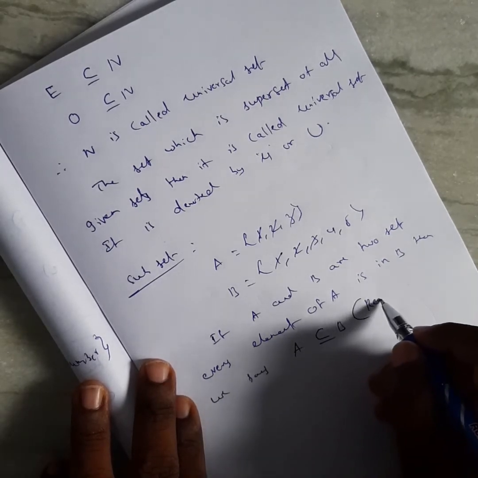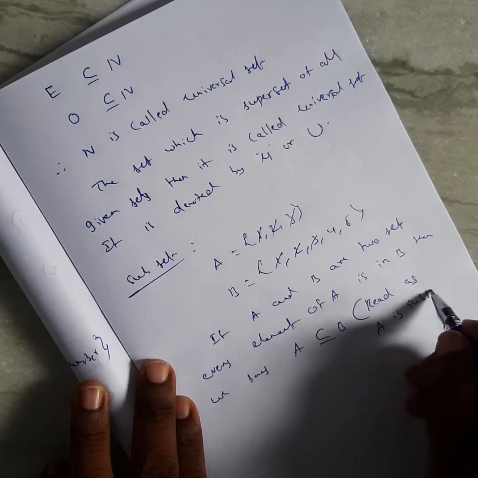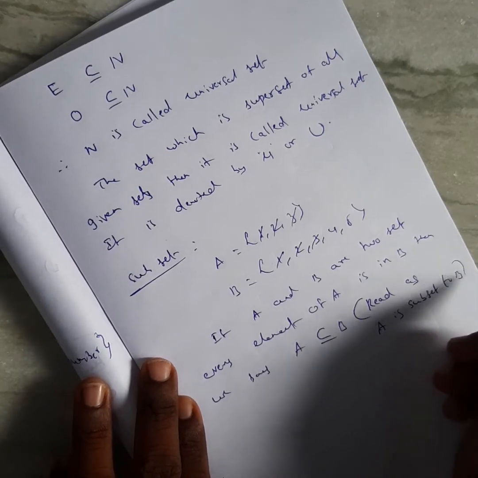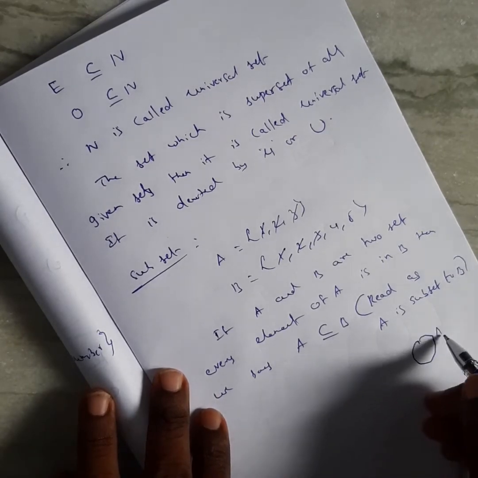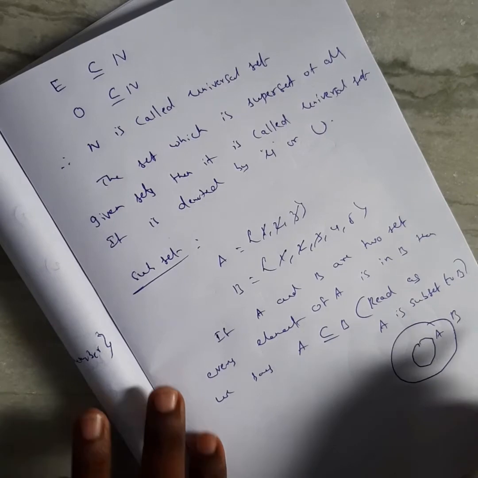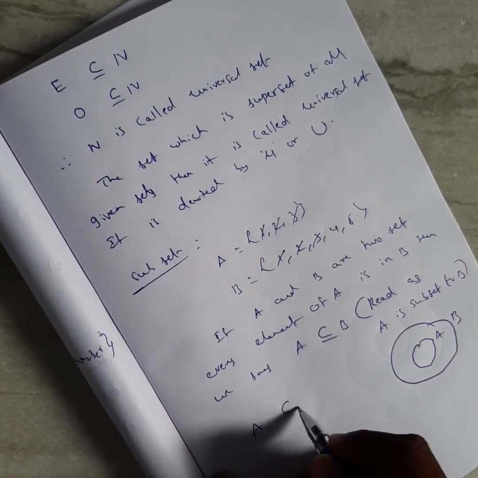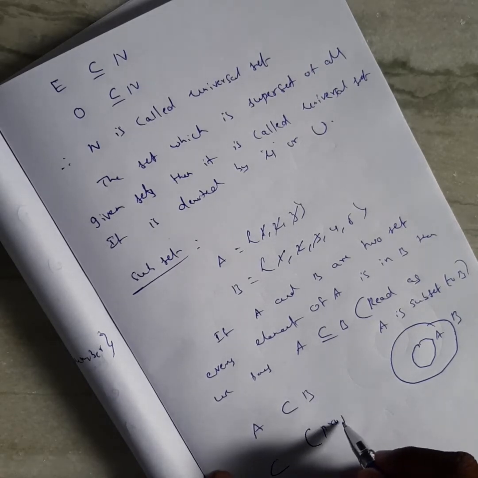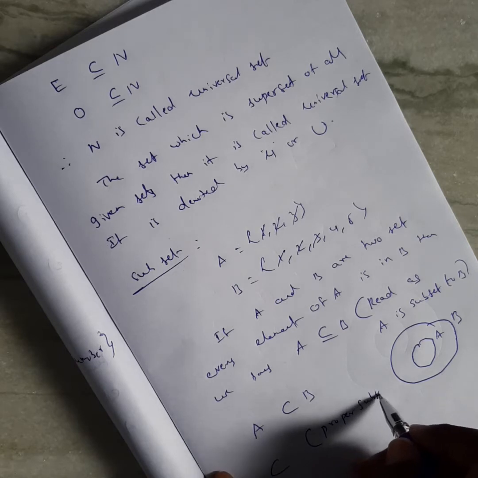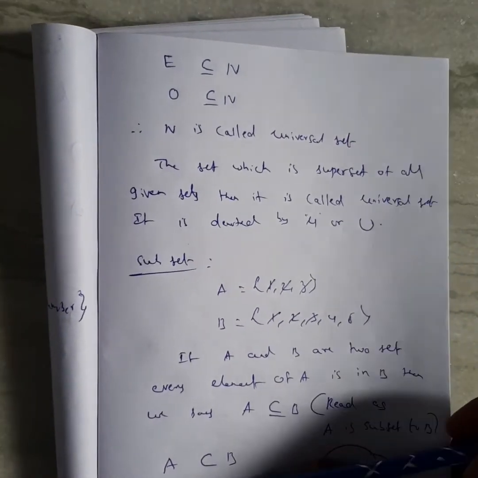Read as A is a subset of B. In this Venn diagram, which I already told, this is A, this is B. So A is a subset of B, or simply this can be A is a proper subset of B. This symbol is called proper subset, and that is the symbol for subset.